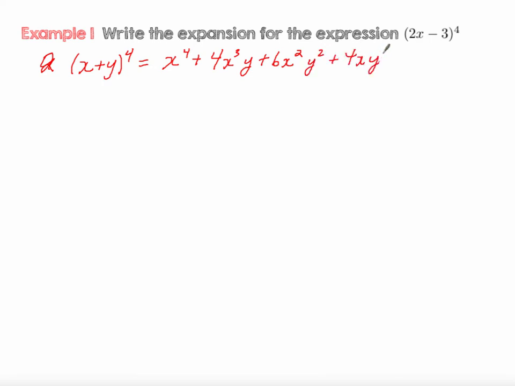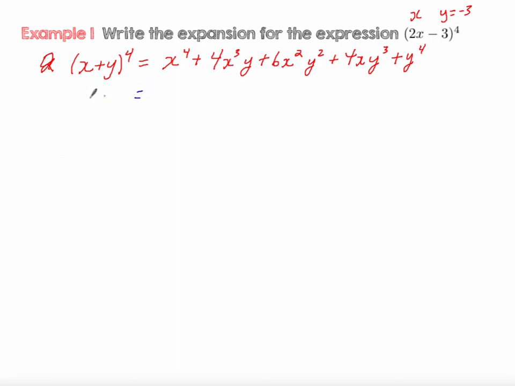Okay, so if we can remember that, we would say, all right, 2x, well, we could do it this way. So we had x plus y to the fourth is 1, 4, 6, so 6x squared y squared, 4x y cubed, and plus y to the fourth, 1. There we go. So in this case, we know that x is going to be 2x and y is equal to negative 3.